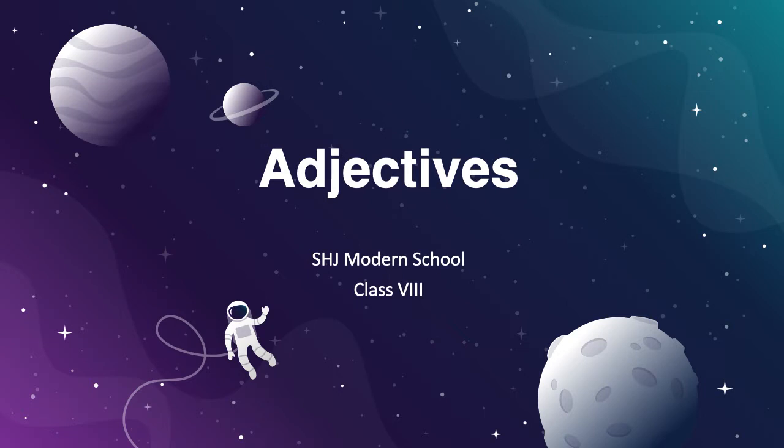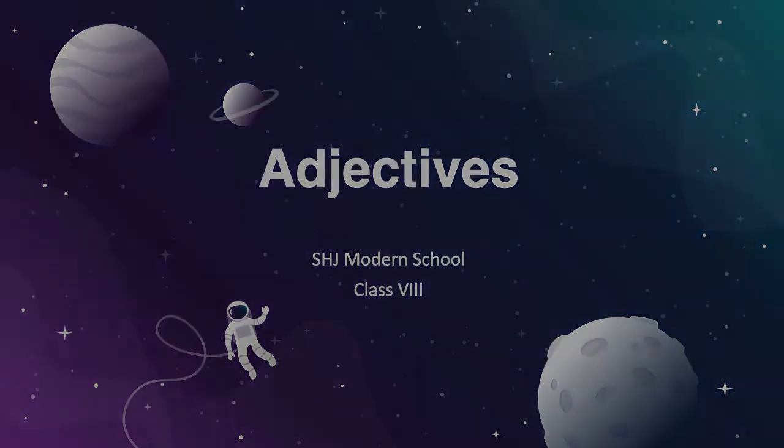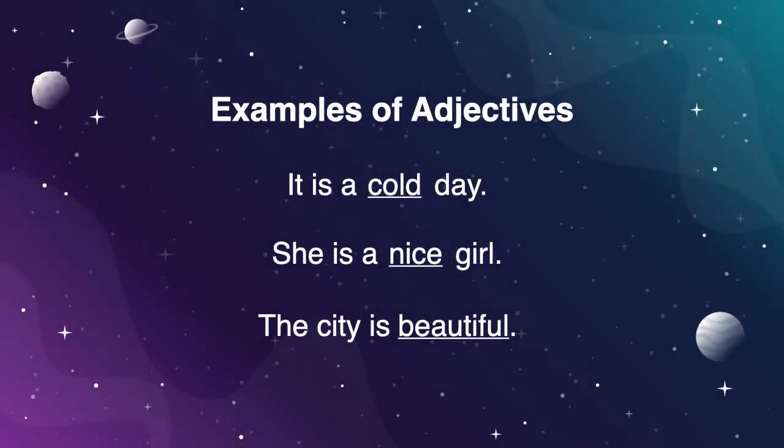Adjectives को हिंदी में क्या कहते हैं? विशेषण. जो शब्द किसी की विशेषता बताते हैं उन्हें adjectives कहते हैं. Adjectives are describing words. An adjective is used to add to the meaning of the noun with which it is placed. I will tell you with the help of an example.